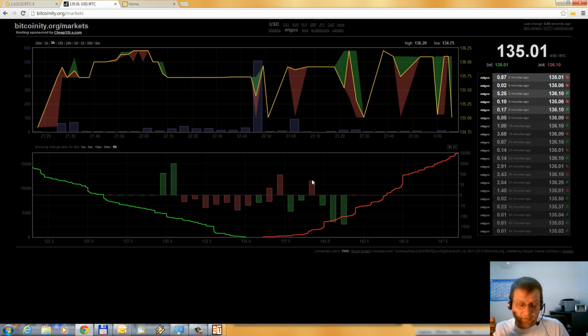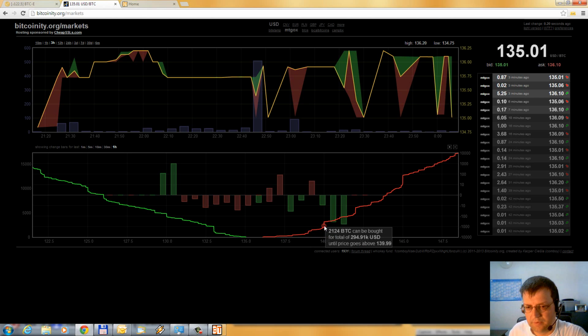So the red bars going up are asks added, and this means it is like this ask curve. It's getting steeper, and usually the Bitcoin price stays away from steep walls. So let's assume that the price will go up until 140 USD, and then the price will face this wall.